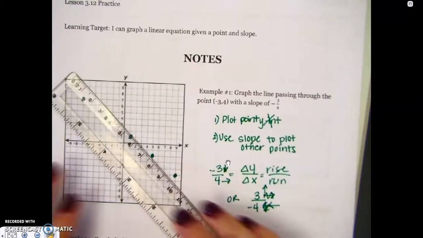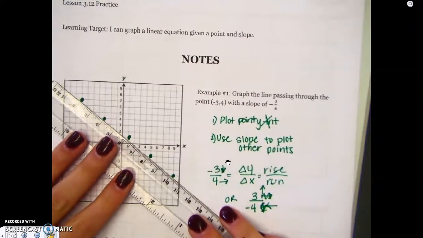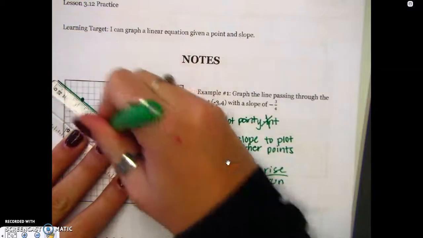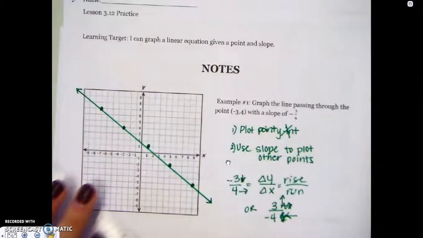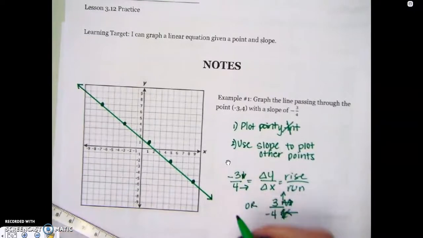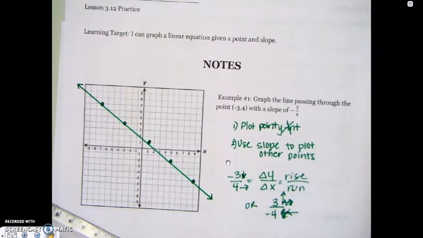So now that I have those points, I can use my ruler to connect my points into a line and put arrows on it. If I wanted to, I could write the equation of the line. We don't have to here, because we're just graphing from a point and a slope. So that's example number 1.